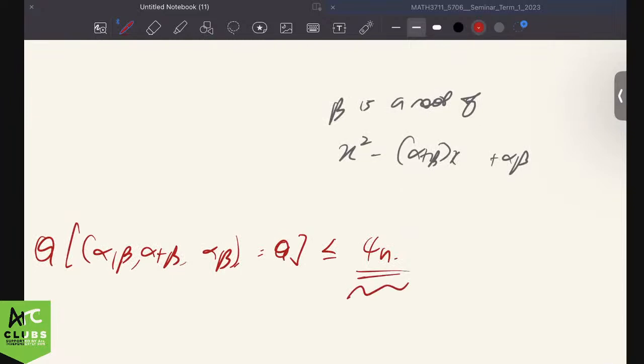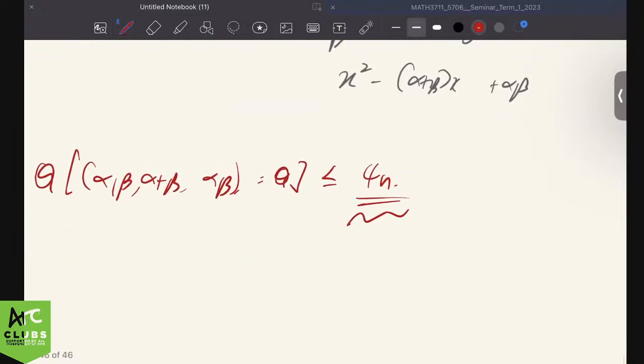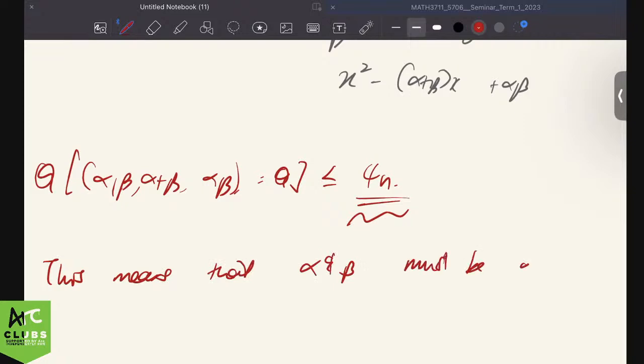Which then means that we have that alpha and beta must be the roots of finite polynomials over Q. So they must be algebraic, since the extension is finite.